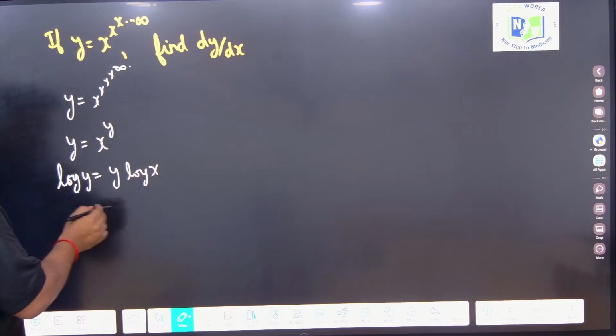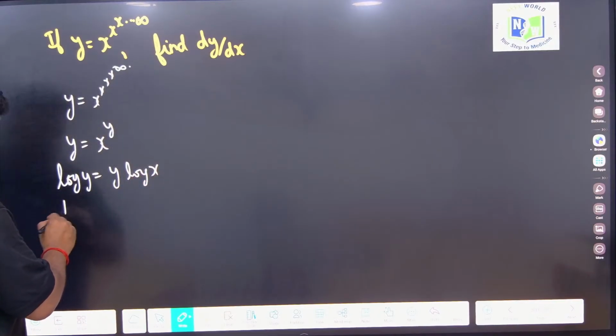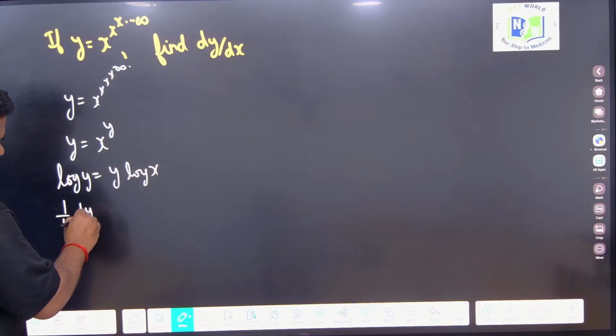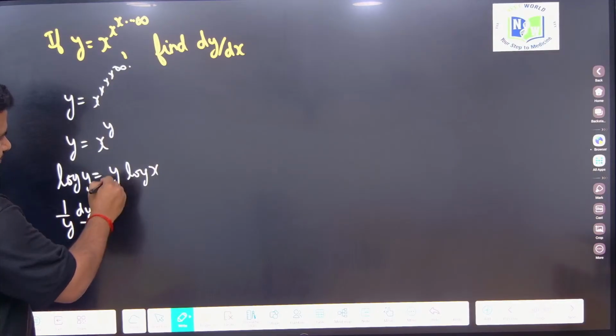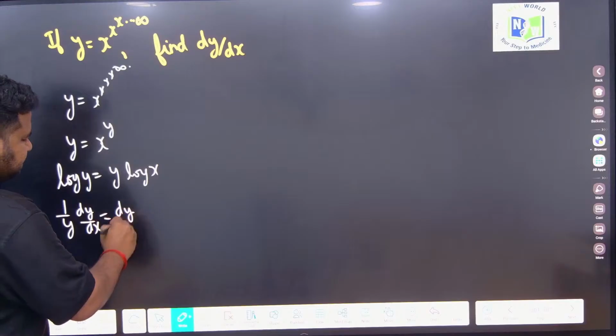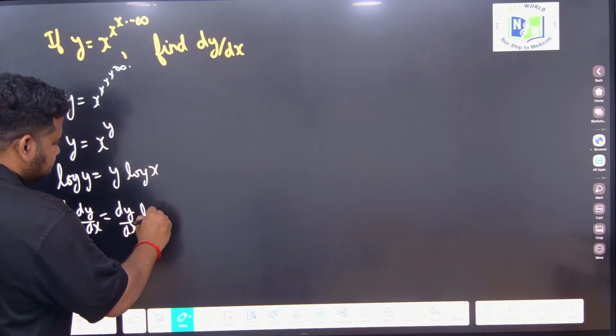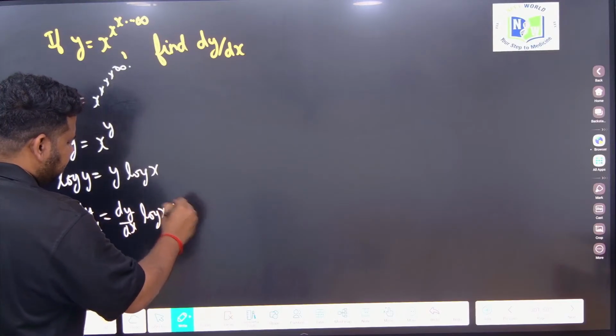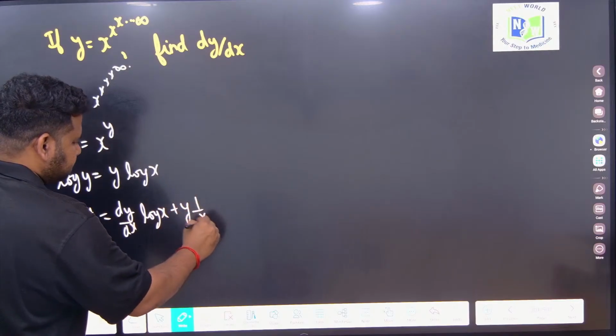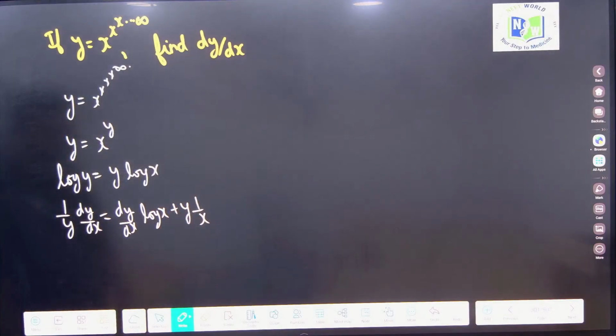Let us differentiate on both sides with respect to x. This will become 1 by y into dy by dx. On the right I should apply the uv rule. This will become dy by dx into log x plus y into the derivative of log x, which is 1 by x. This is what we have.